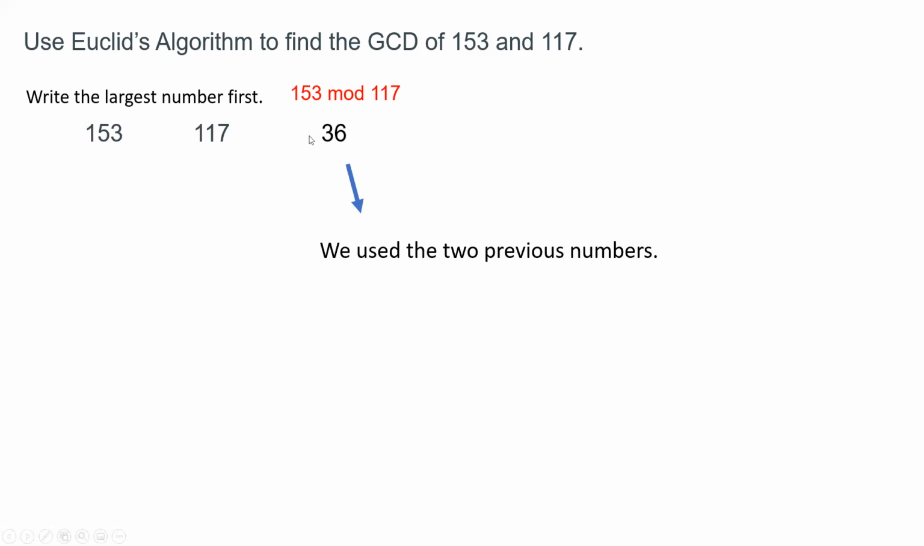So let's go on. We're going to go on down here, and we're going to use the previous two numbers, 117 and 36. So we're going to look at 117 mod 36 and find out what that number is. That turns out to be 9. Again, how did we do that? We used the two previous numbers. At this point, we've forgotten about 153. We don't care about that anymore because we want to keep getting smaller. So now we're down to 9, but we want to keep going.